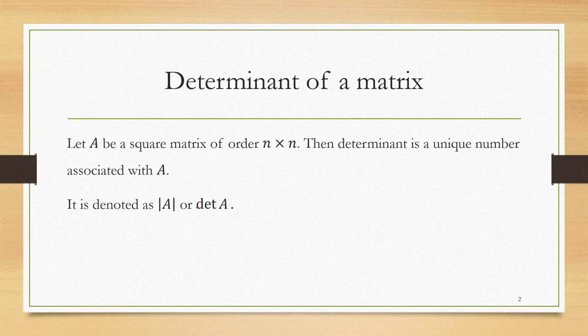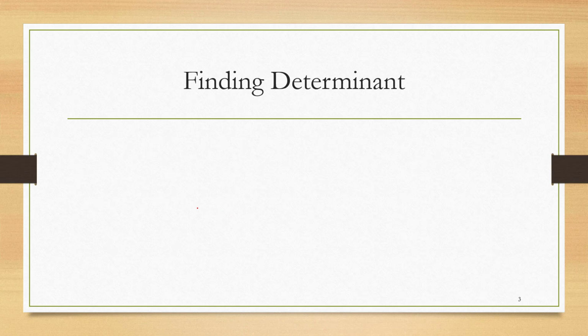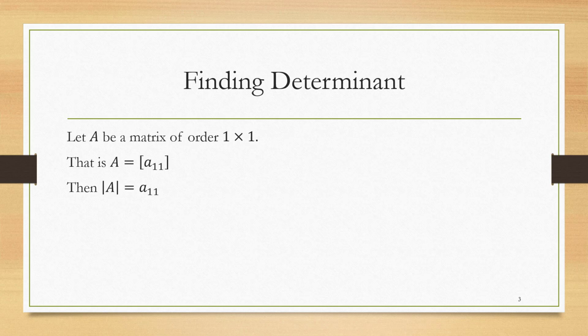Now, let's see how to find determinant. We are going to find determinant for 1 by 1 matrix, 2 by 2 matrix and 3 by 3 matrix. So let's start with how to find determinant of 1 cross 1 matrix. Obviously, if it is a 1 cross 1 matrix, it is going to have only one entry, A11. Then determinant of A is nothing but that entry. So determinant of A is A11.